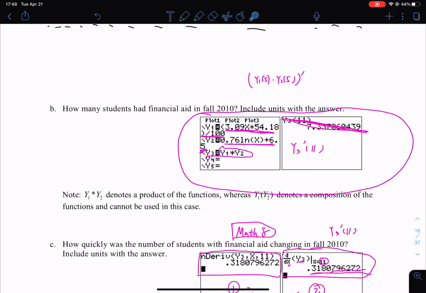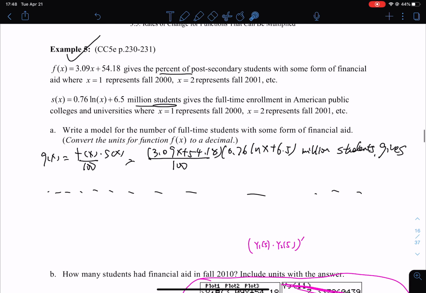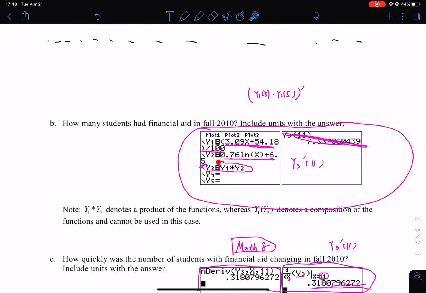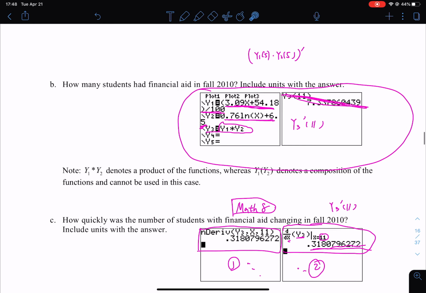So this one is a function multiplication, not a function composition. You can see here, y1 is just the f of x. Then y2 is actually s of x. So we generate a y3. If it is a function composition, then it is y1 of y2. But this one is a multiplication, so instead of using parentheses, we use the multiplication. And the answer for question B is just y3 of 11.